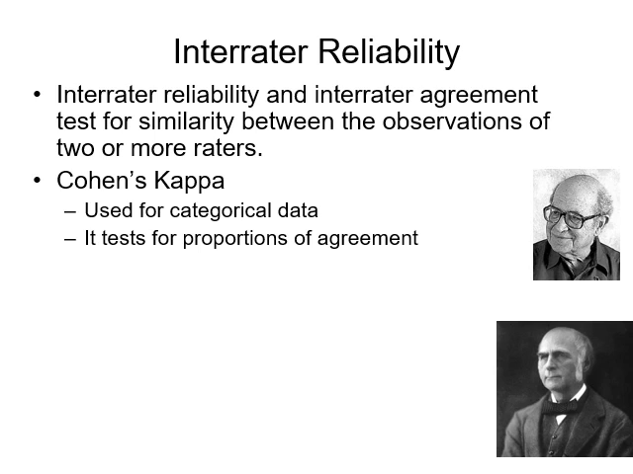So we're testing for the similarity between observations of two or more raters, and generally at its simplest level, we're simply looking for the relationship between two predictors or two raters. The actual test is Cohen's kappa, and again, Cohen is pictured there, and his research again mirrors a lot of Gaston's original research. It basically requires categorical data, and it tests for proportions of agreement.